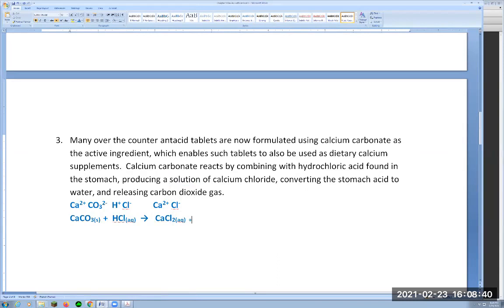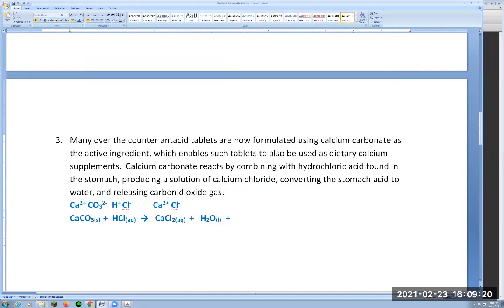So that's one of the products. The other product is water. Solution of calcium chloride converting the stomach acid to water and releasing carbon dioxide. So you're producing water. You should know that it's H2O, and that's liquid, okay? Water is always liquid, solid, or gas, but it cannot be aqueous, right? It's the solvent. So don't make it aqueous, please.